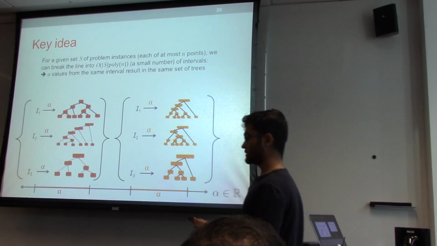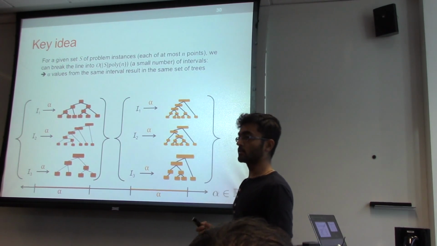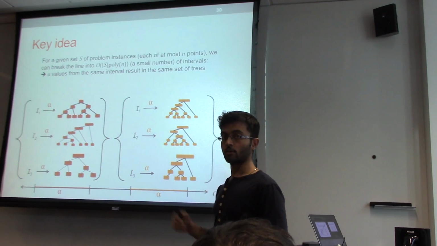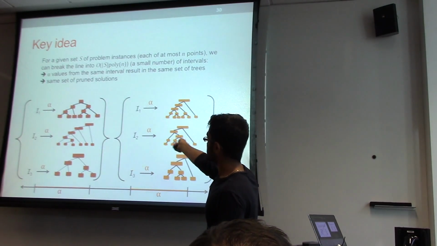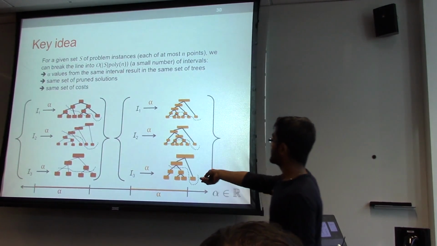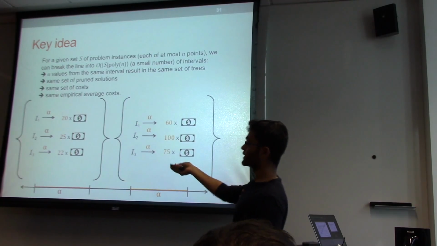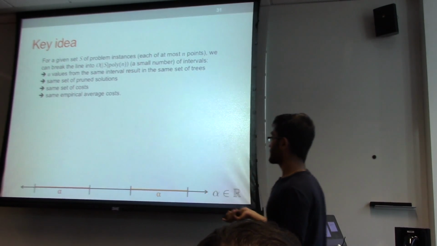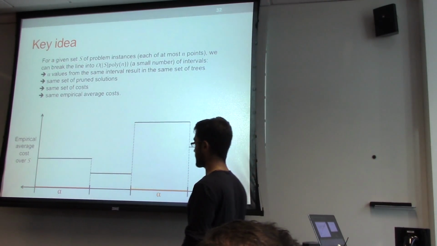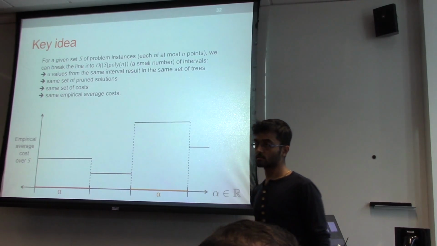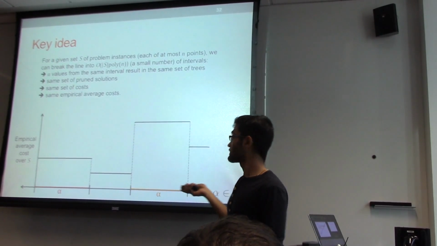So what we essentially prove is that as we sweep through the values of alpha, there are going to be very few points at which the algorithm is effectively going to change its behavior over a fixed set of sample instances. And so as a result, we get the same set of pruned solutions and hence the same set of costs, which means I have the same empirical average cost within each interval. So if I were to draw the empirical average cost of these algorithms for each alpha over S, I'm going to get this piecewise constant function where the number of pieces is pretty small. So what exactly does this give us?